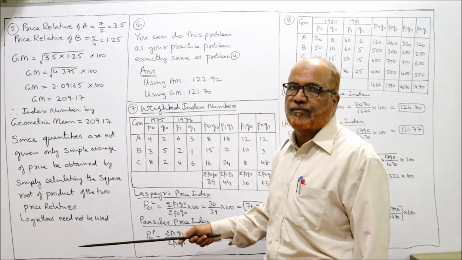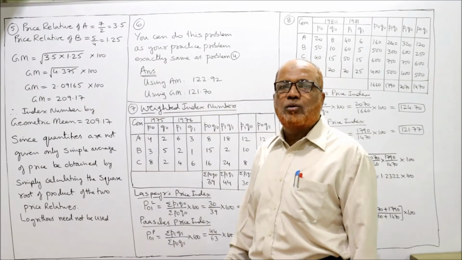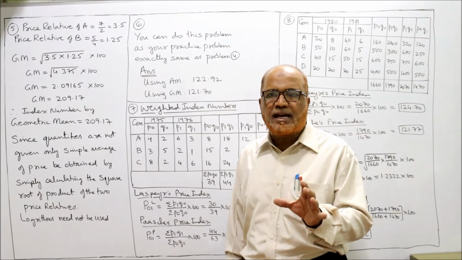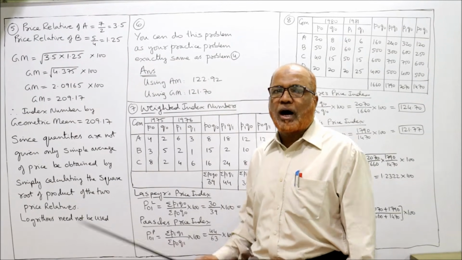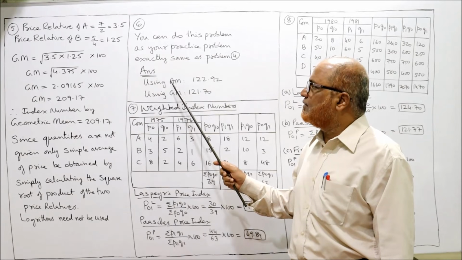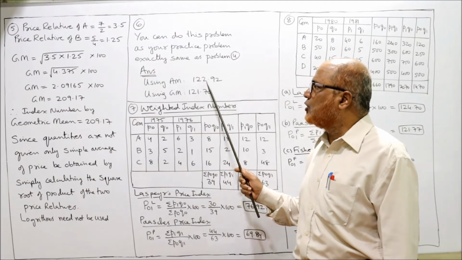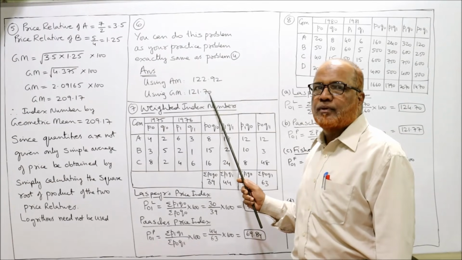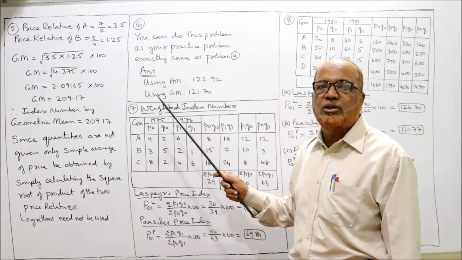This is problem number 5. Now problem number 6 I am giving you as a practice problem because this problem is exactly same as fourth problem. The answer I am giving, you practice yourself. Using arithmetic mean you will get 122.92. Using geometric mean you will get 121.70. So this sixth problem you have to do it yourself.